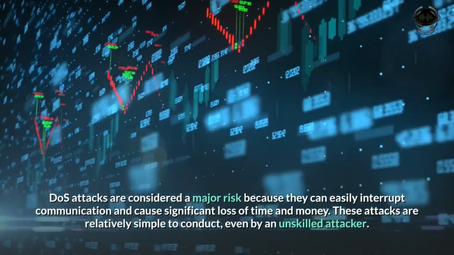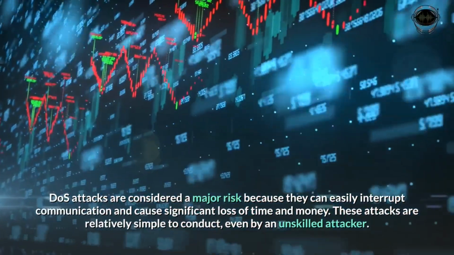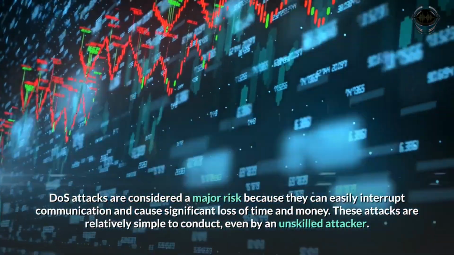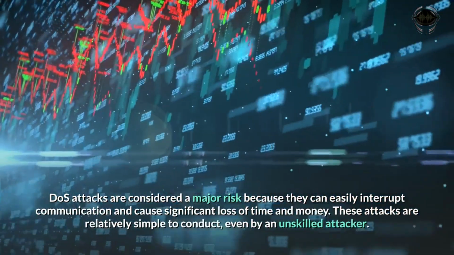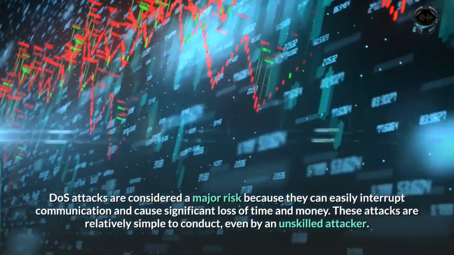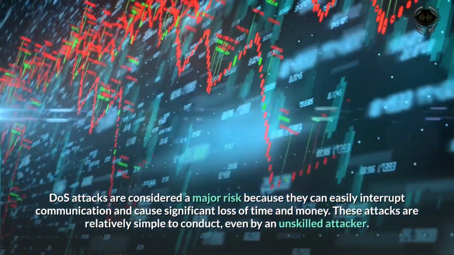DoS attacks are considered a major risk because they can easily interrupt communication and cause significant loss of time and money. These attacks are relatively simple to conduct, even by an unskilled attacker.